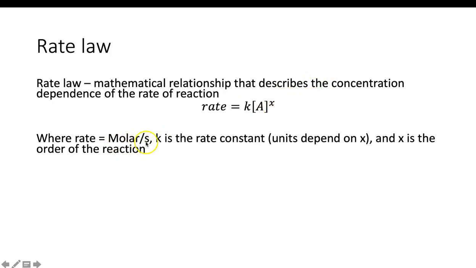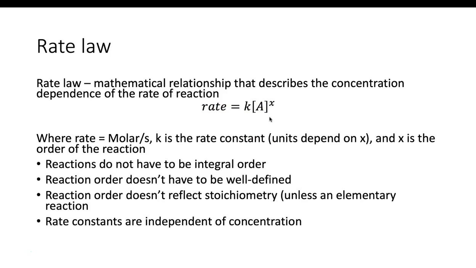So the rate is in molar per second. k is our rate constant, and it is independent of concentration. It does depend on other factors like temperature and so forth. The units for k depend on x because our rate always has to be molar per second. And then x is the order of the reaction, so it can be any number: 0.5, 3, 3000, whatever it might be.